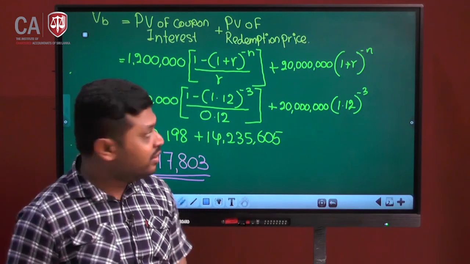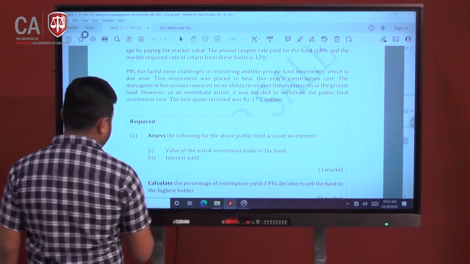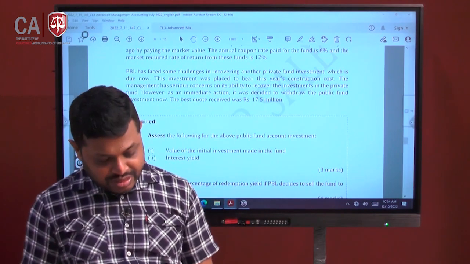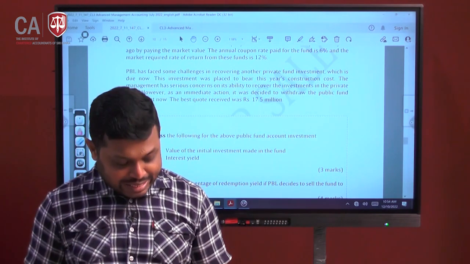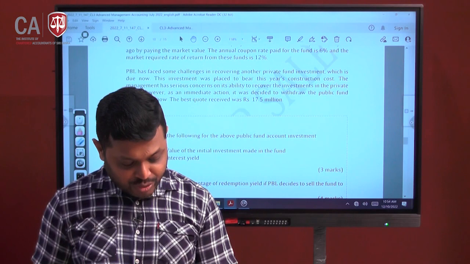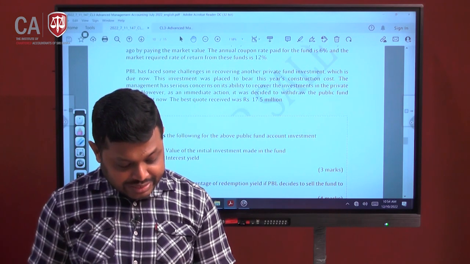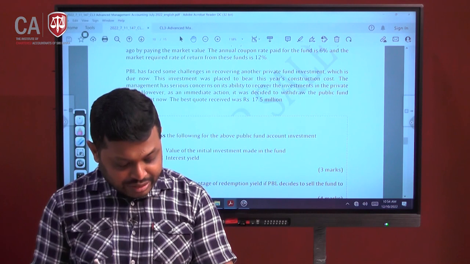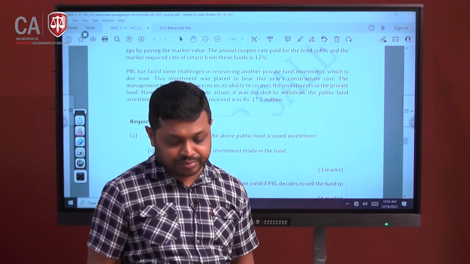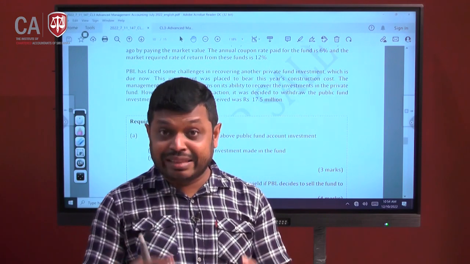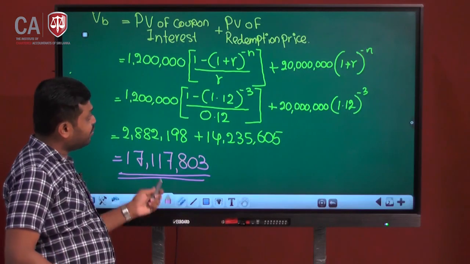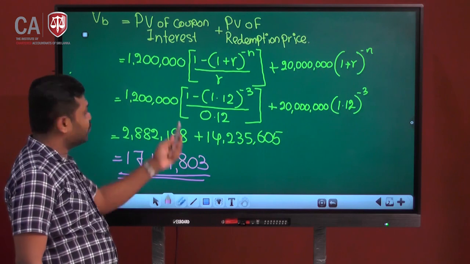Now, the second part they ask, okay, we will go back and see the second requirement, interest yield. What is your interest yield? Annually you will receive 1.2 million. The amount you have invested is 17,117,803. That is the market price at that time. Annual interest is 1.2 million.